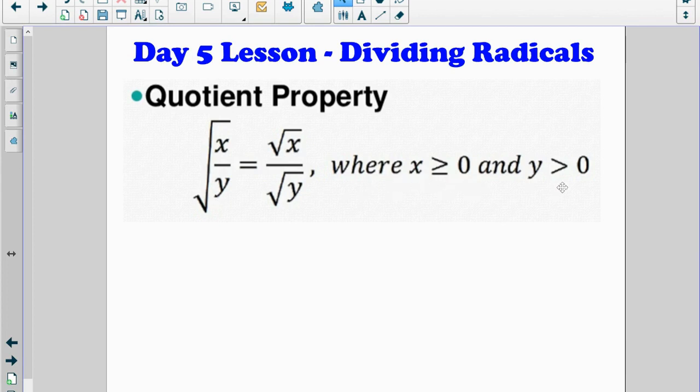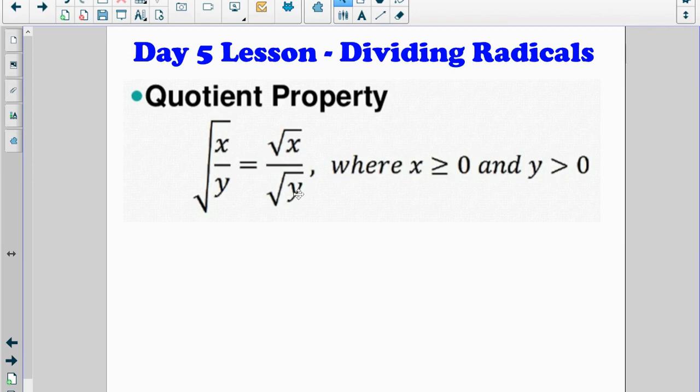Now, the conditions over here have to be met that x has to be greater than or equal to 0, meaning it can't be a negative number. And then y has to be greater than 0, again, meaning it can't be a negative number, because we can't take the square root of a negative number. Okay, at least not yet.